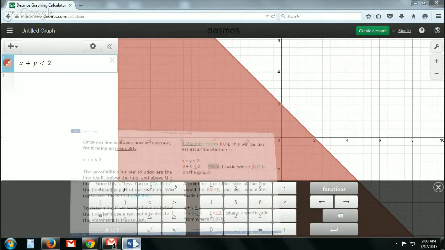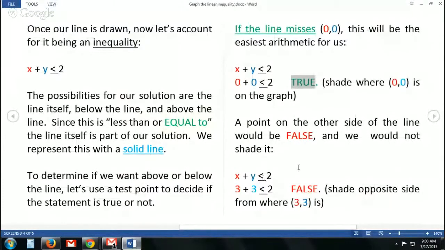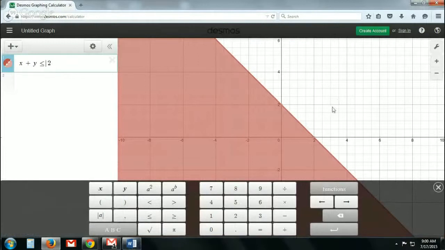Now, think about, though, the other side. If we put something in from the other side, let's take the point (3, 3) and substitute it in. 3 for x, 3 for y, 3 plus 3 made 6. Is 6 less than or equal to 2? No, that's false. So we want that side to be unshaded. Over here where (3, 3) was is unshaded, and we shaded the opposite side. So our solution is where it is true. We shade the portion that is true. We leave unshaded the part that is false.